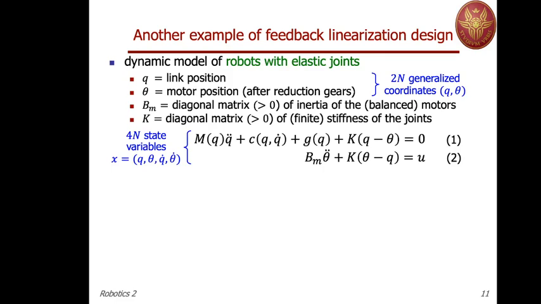So if we turn this into a state space representation, we would need twice the number of generalized coordinates, so 4n state variables, namely q and theta, and their derivatives q dot and theta dot. This is one possible choice of state variables. I remind you that we may have used, in place of the velocity, the generalized momentum for the system as well.